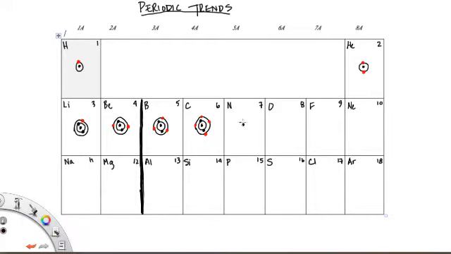Nitrogen. And I know you know what's going on here now. You should be able to do this on your own.